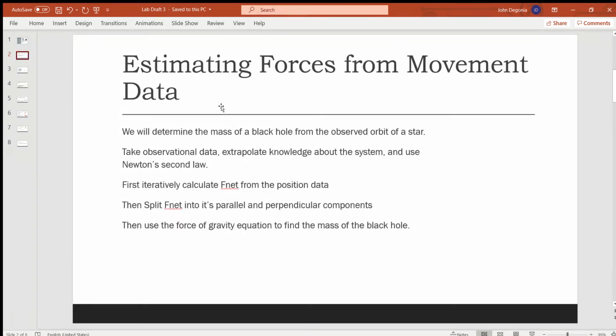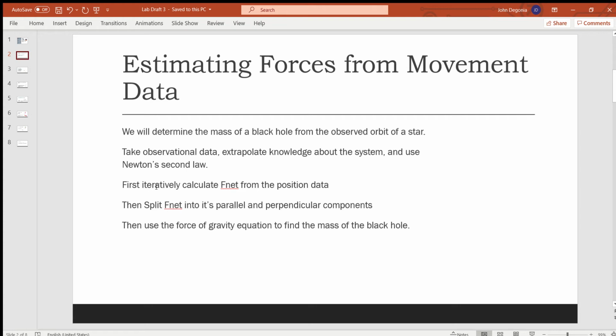In this lab, we're looking at estimating forces and the mass of a black hole from the movement of a star around said black hole. So we're going to be taking observational data, just data points where the star is. We're going to extrapolate knowledge about the system, mainly the magnitude of the change in momentum, and then we're going to use Newton's second law to turn that momentum into FNet.